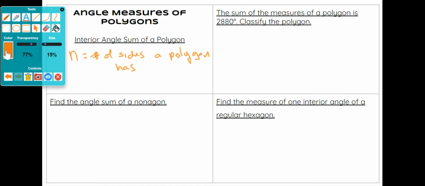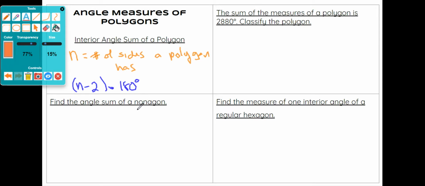And when we talk about that equation, there's a handy little device that says, okay, well, how do we know what the inside measures up to? Well, the inside measures up to an equation that says n minus 2 times 180 degrees. So that's the number of sides minus 2 times 180 degrees. So let's try and put that into practice down below.